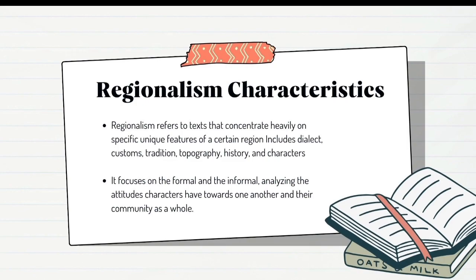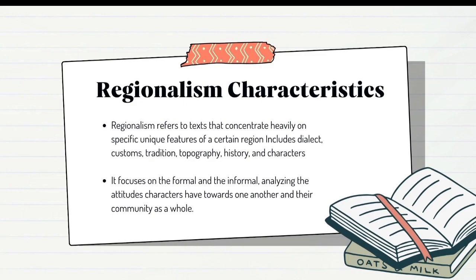In American literature, regionalism has been associated with the sketch or short story, although the category can accommodate poetry and the novel. So regionalism refers to the texts that concentrate heavily on specific, unique features of a certain region, including their dialect, customs, tradition, topography, history, and characters. These all have a different impact on every literature.